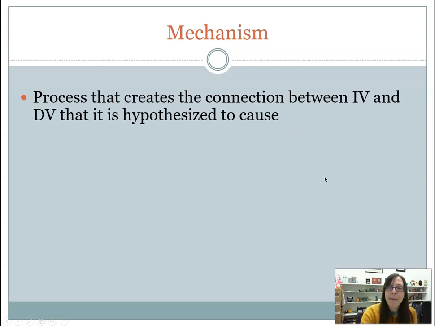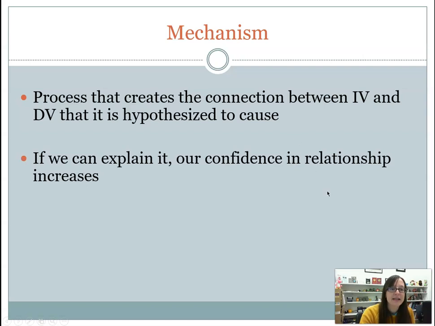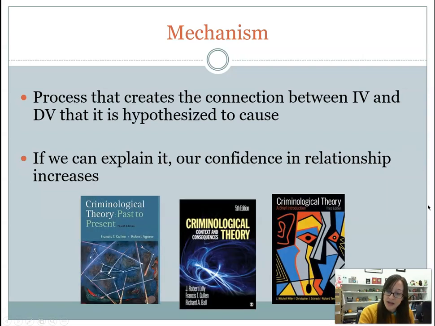So mechanism, basically, is the process that creates the connection between the independent variable and the dependent variable. So it's basically saying how or why that relationship exists. If you can explain why there's a causative relationship, then your confidence in that relationship is going to go up, because you can say, well, yeah, there's an empirical association. I can show that the one doing the causing is happening first, and this is not because of some third extraneous variable. There is an actual causative effect, and here's why I expected that relationship in the first place, which is where theory comes into play.